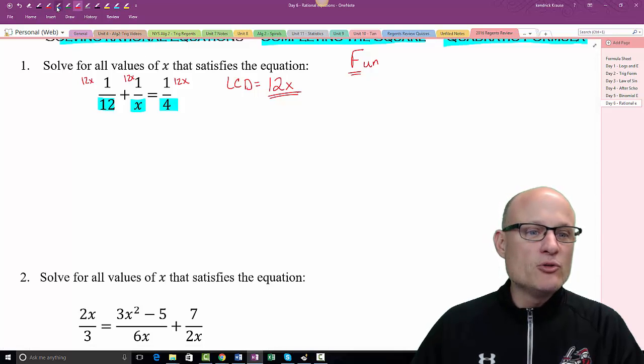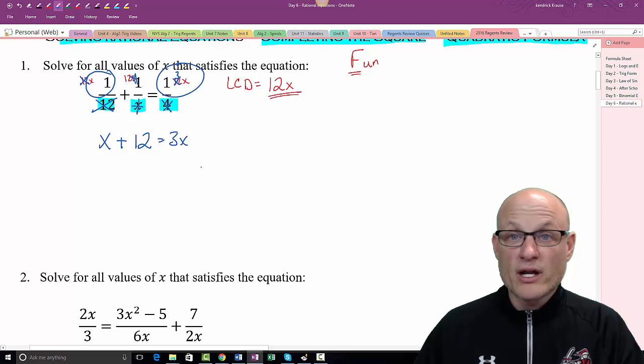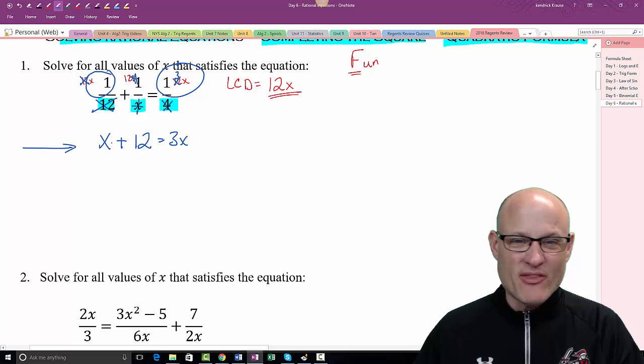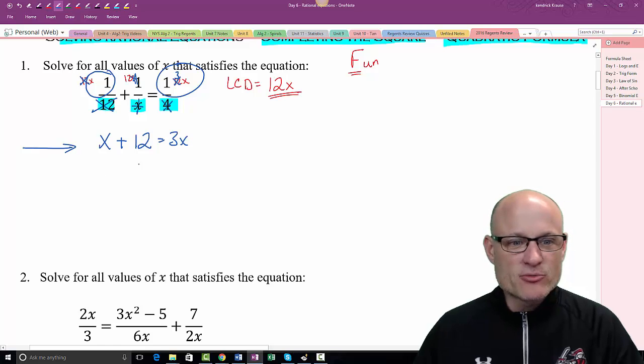I will grab my blue pen now, and I'm going to get rid of this 12 and this 12. That leaves me x plus, and this one I'm going to get rid of this x and this x, and I'm left with 12 equals, 4 goes into 12 3 times, equals 3x. Now I just have to solve this. Look how simple that is. Subtract x from both sides. I get 12 equals 2x, or x equals 6.